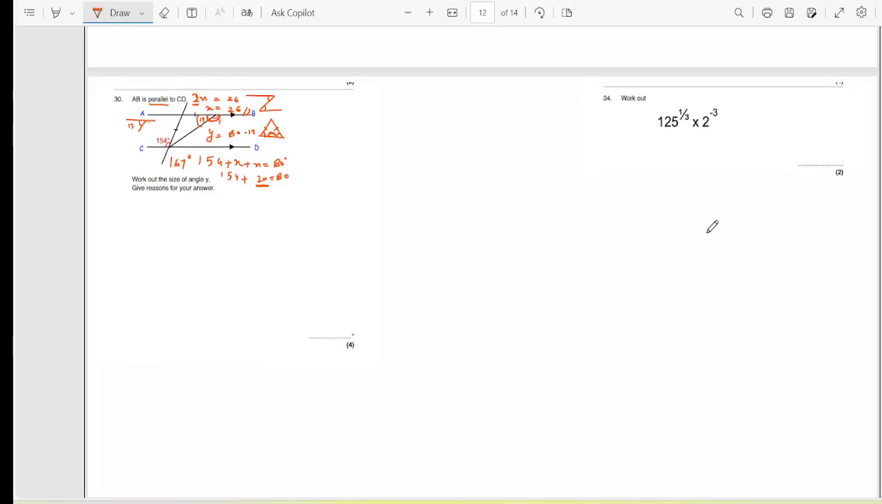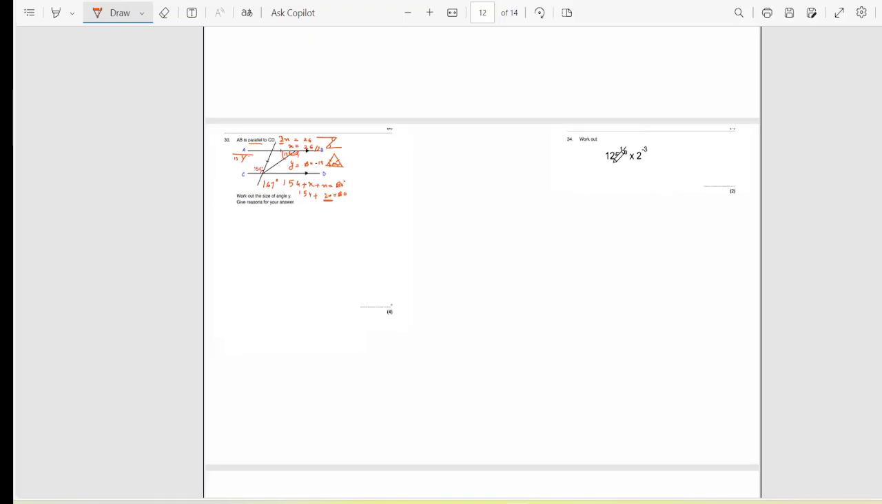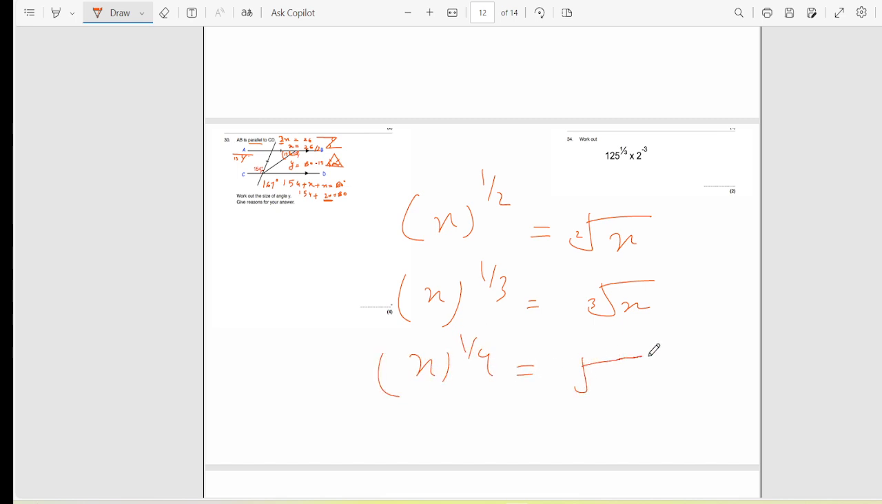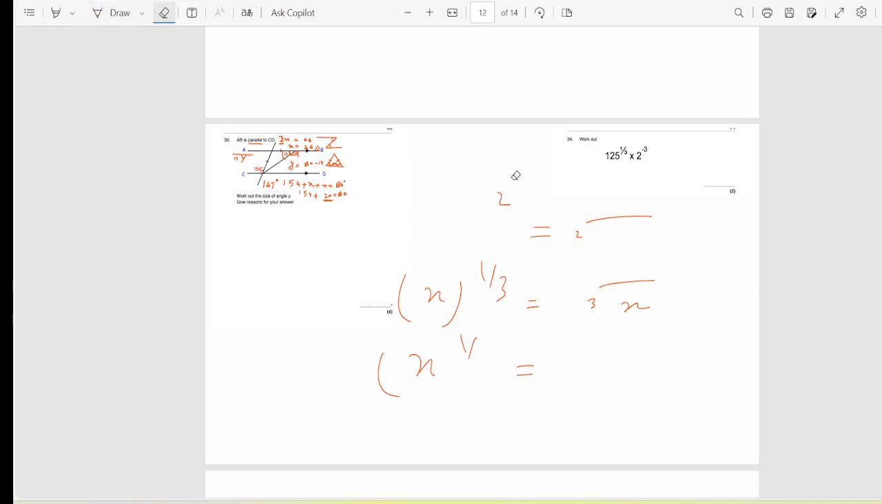Next is this one, 125 raised to the power 1/3. So this becomes a root. Like if I have x raised to power 1/2, I can write it as the square root of x. If I have x raised to power 1/3, I can put 3 there with the root sign and x. If I have x raised to power 1/4, it will become like this. Okay, so this is one of the exponent rules, the power rule.